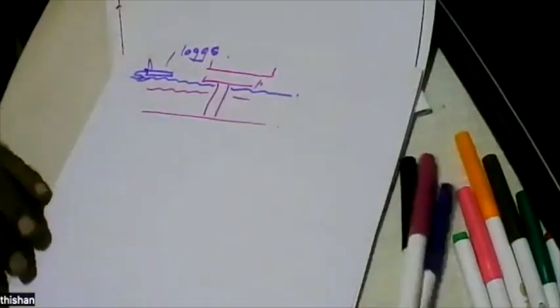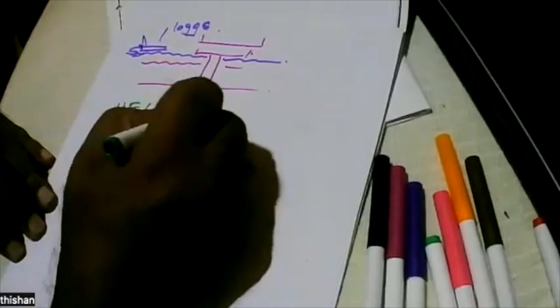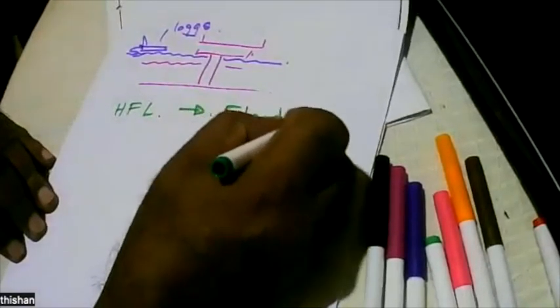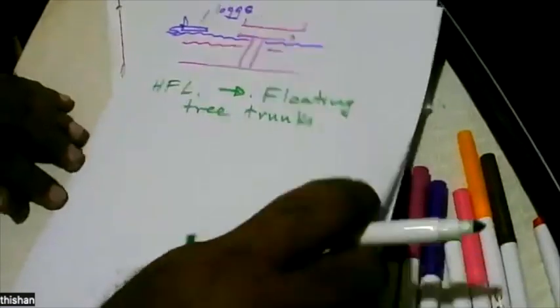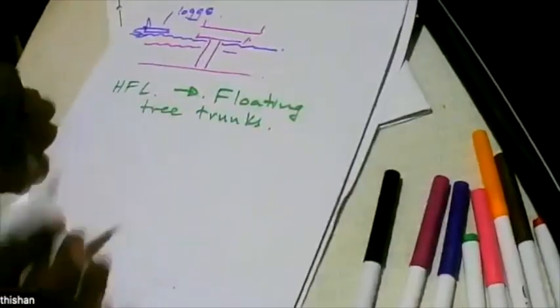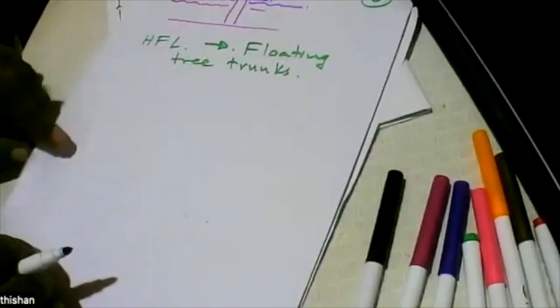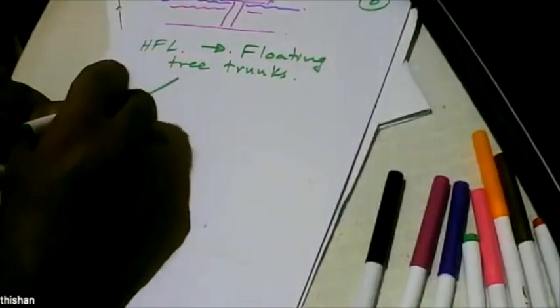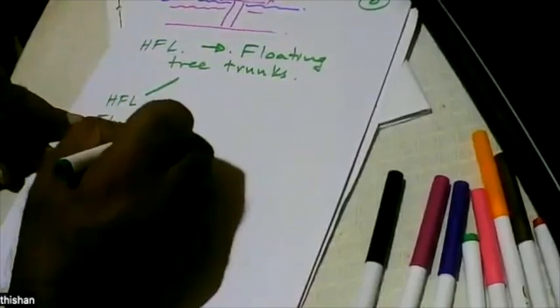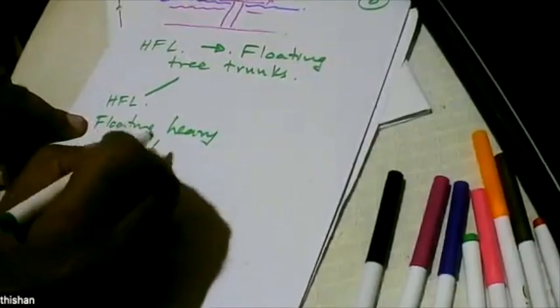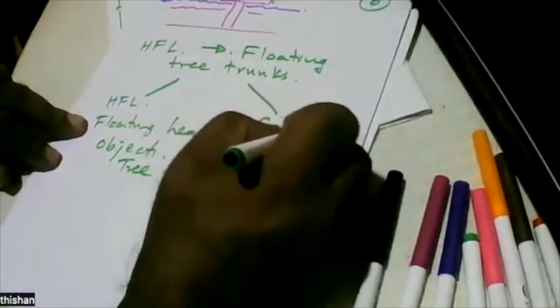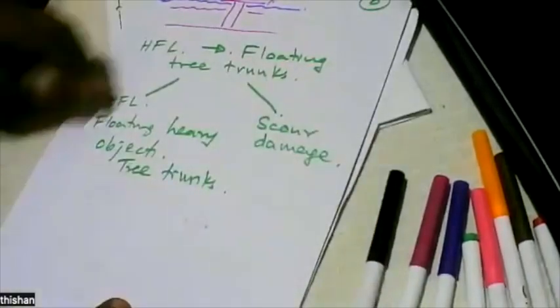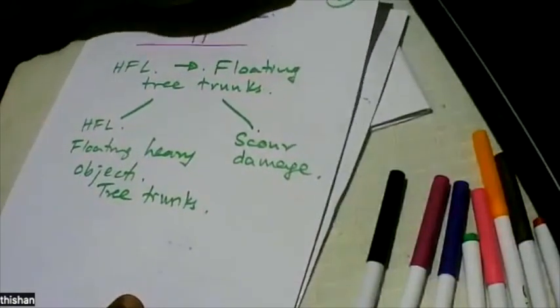So we have to be concerned about the high flood level, but in addition to that, floating tree trunks. Now that could be a big problem in tropical climatic conditions. So basically, there are two problems you have to look for. One is high flood level and floating heavy objects like tree trunks. The other important thing is scour damage. So those two must be paid sufficient attention when you are selecting a foundation.